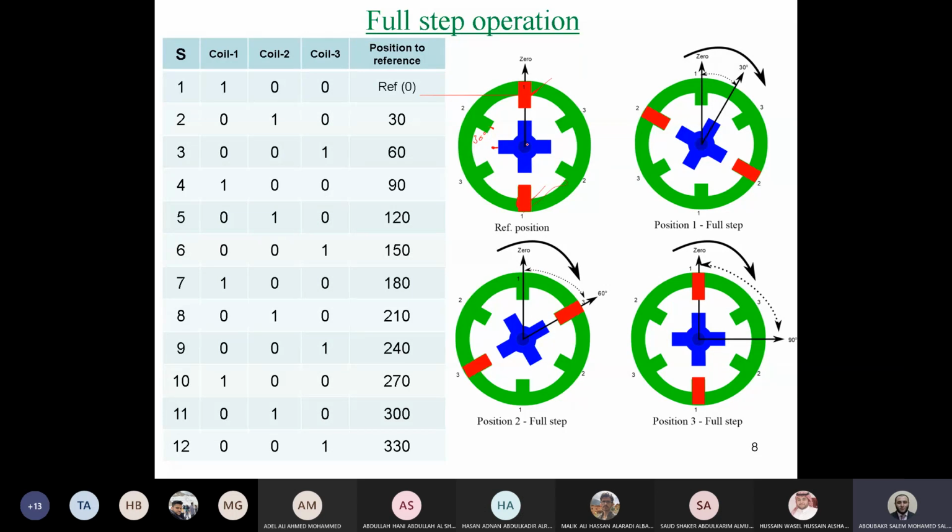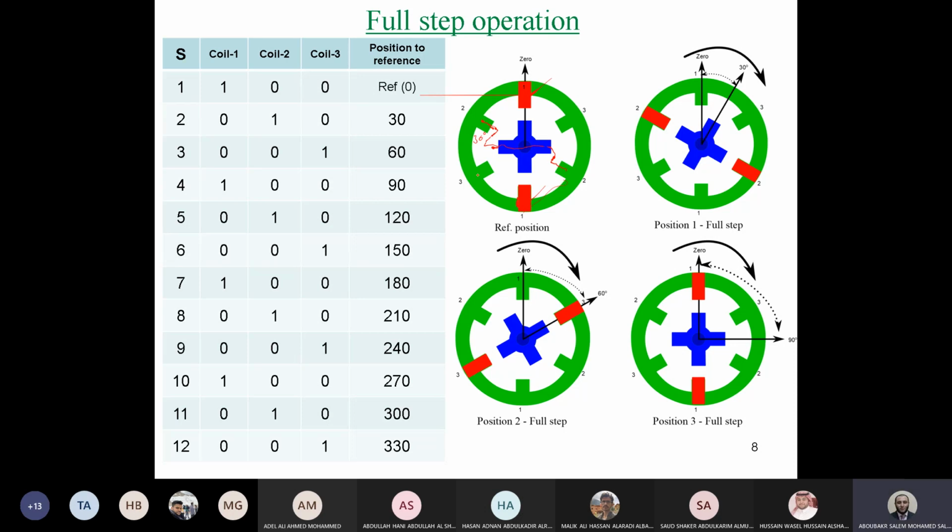Why? Because the angle between two successive teeth of the rotor is 90 degrees, and the angle between teeth 1 and 2 is 60 degrees here. So 90 minus 60 is 30 degrees. So when we energize coil number 2, it's expected that flux is going to move in this way and will continue in the outer core of the stator.